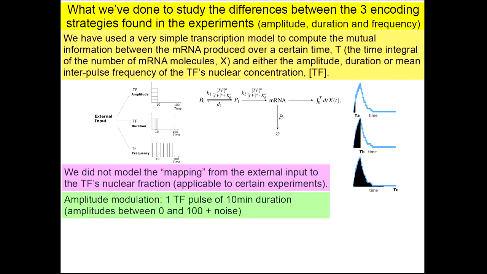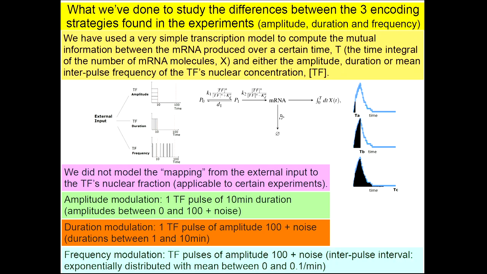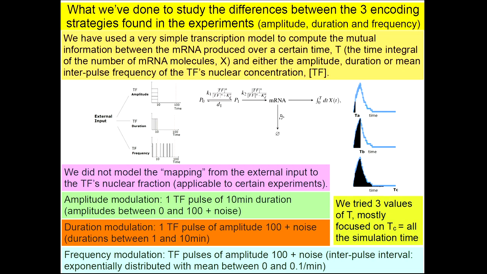And then we treated three types of inputs. What we call amplitude modulation was inputs in which you had one pulse of different amplitudes. In the case that we call duration modulation, it was one pulse of variable duration. In the case of what we call frequency modulation, it is a bunch of pulses. And then we integrated the mRNA produced by the model. We tried different integrals, but the one that I'm going to discuss today is when we integrated over the whole time of the simulation.